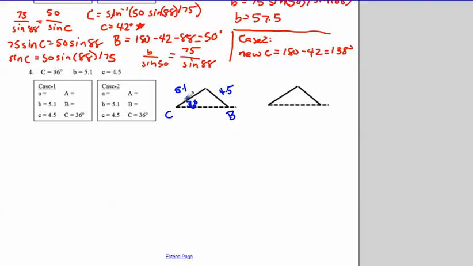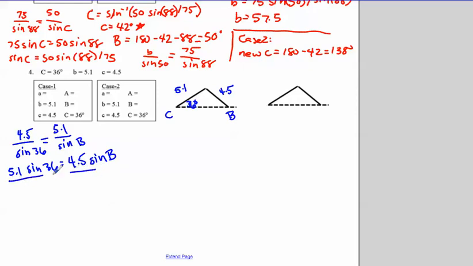So now we have enough information that we can try to find angle B. So we're going to say C over sine C equals B over sine B. 4.5 over sine 36 equals 5.1 over sine B. Cross multiply, and we're going to get 5.1 sine 36 equals 4.5 sine B. Okay, divide both sides by 4.5. So sine B equals all of this.